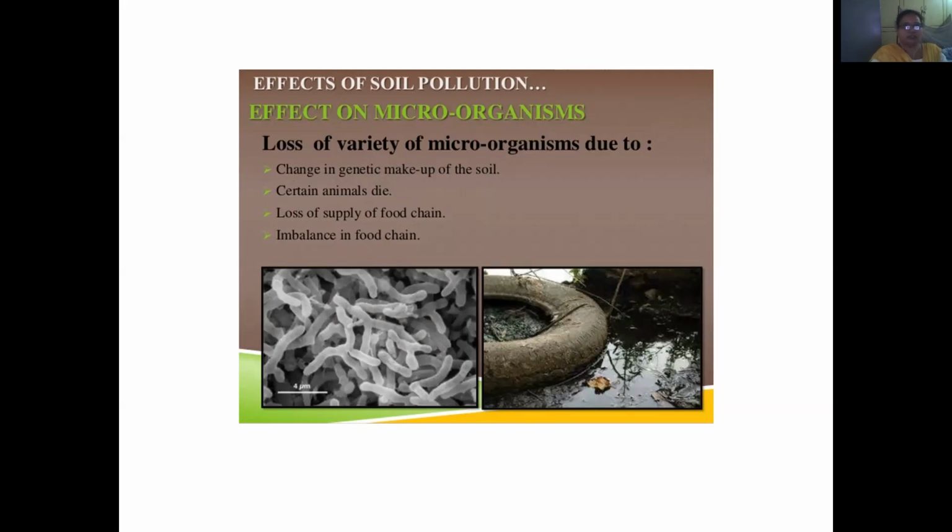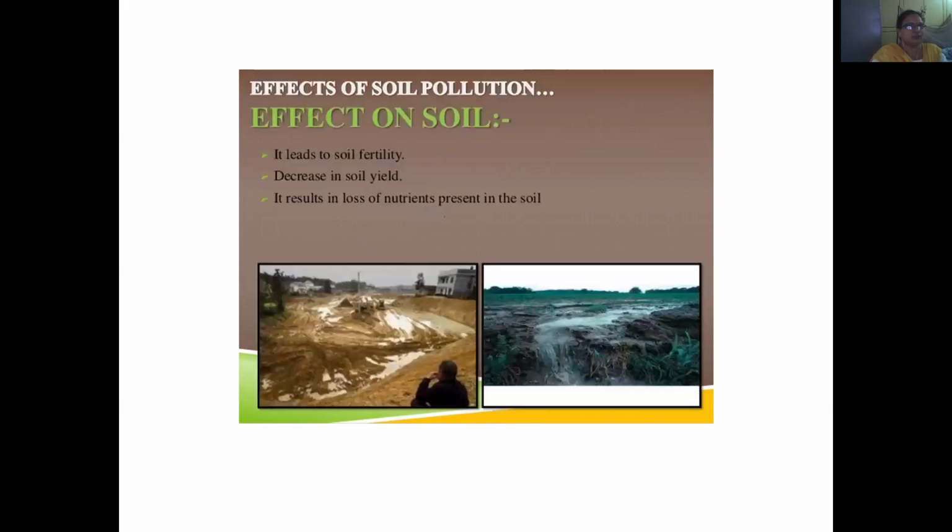So now coming to the effects of soil pollution, that is first on microorganisms. When the soil is highly acidic or highly alkaline in nature, some of the microorganisms cannot sustain its pH level and they get imbalanced in the food chain. So we all know about the food chain, right? Studied in our first unit about ecosystems.